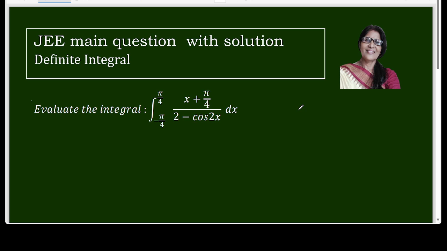Today we'll discuss a JEE Main question based on definite integral, and it also involves your odd function and even function. So let's begin. The question is, evaluate the integral of (x plus pi by 4) over (2 minus cos 2x) dx from limit negative pi by 4 to pi by 4.